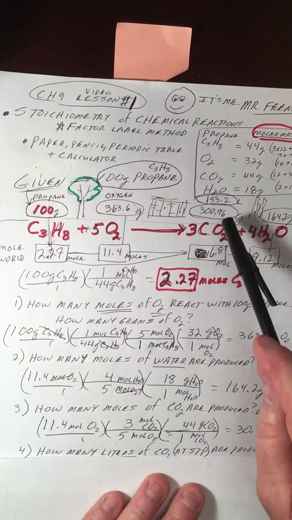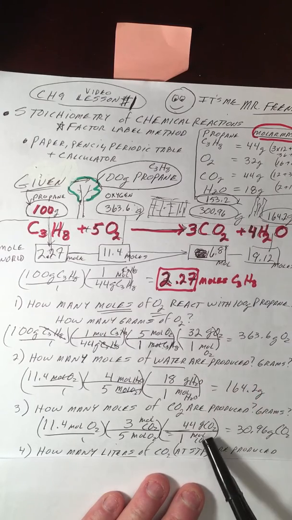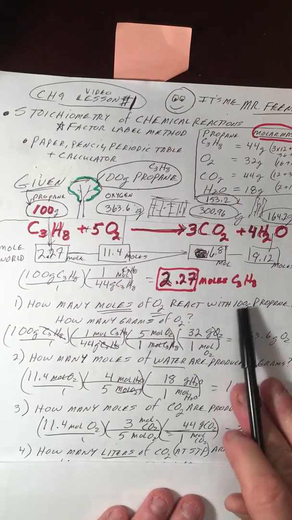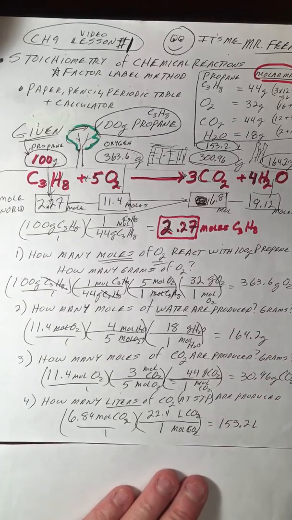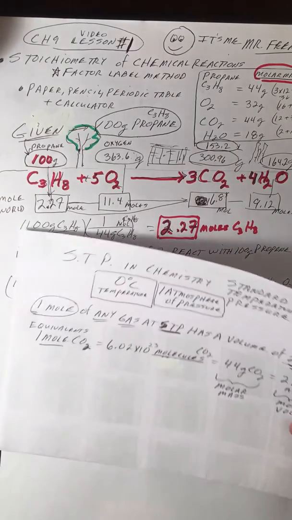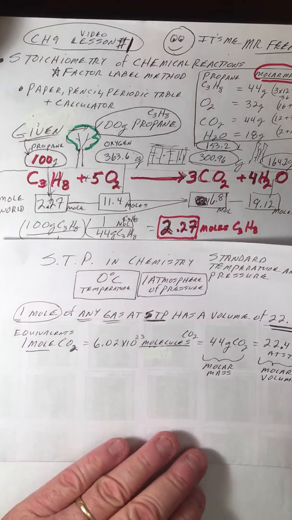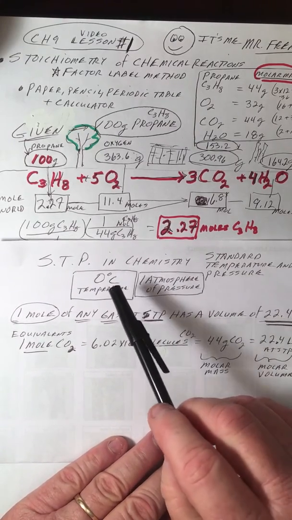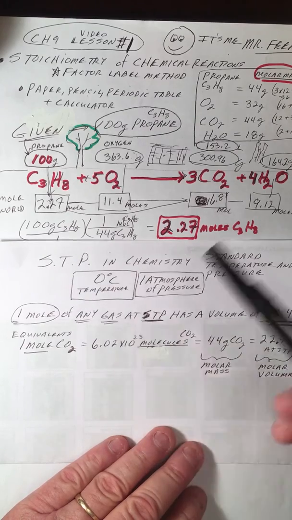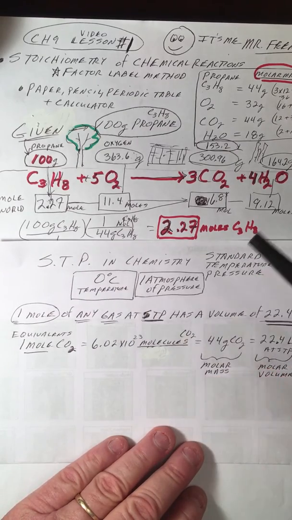Now, how do I go to grams? If I want to go to grams, I can do the factor label from last chapter. That's easy. But here's what's new. How many liters of carbon dioxide at STP are produced? The people who discovered the mole concept did their experiments with gases. And they knew that if you want to compare gases, they had to be at standard temperature and pressure. So they picked 0 degrees Celsius as their standard temperature and 1 atmosphere of pressure as their pressure.